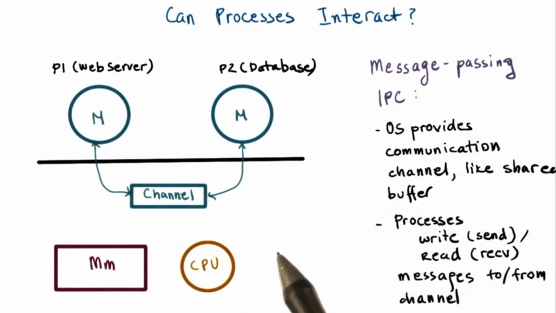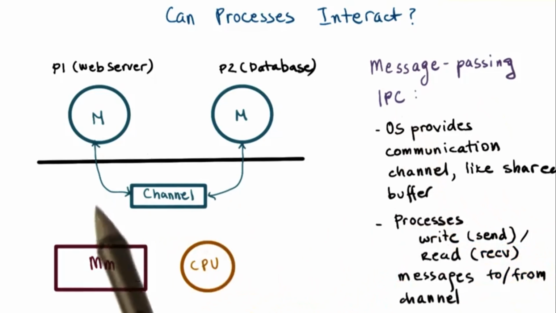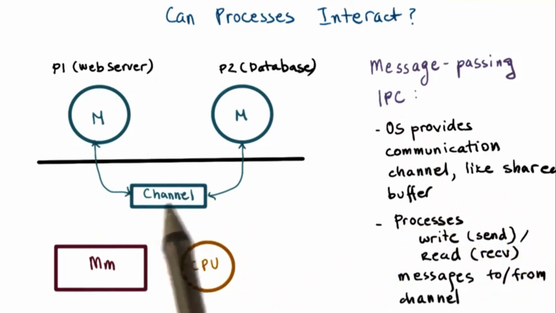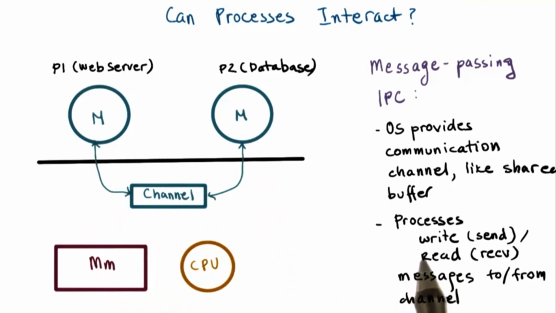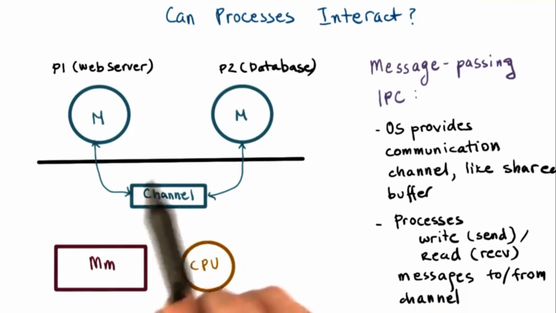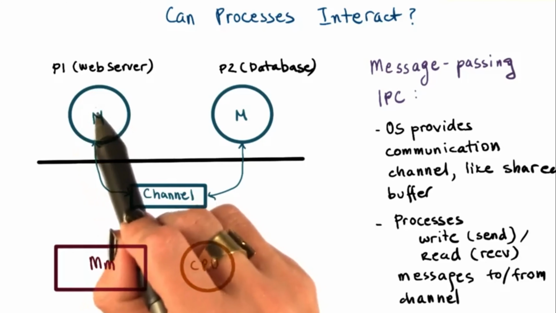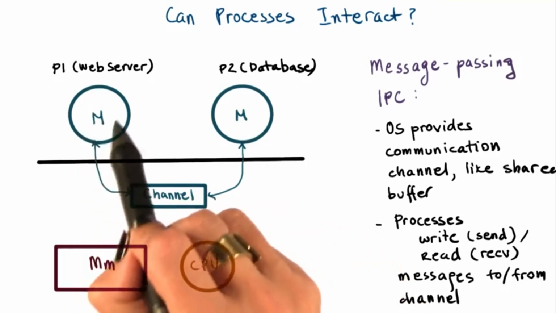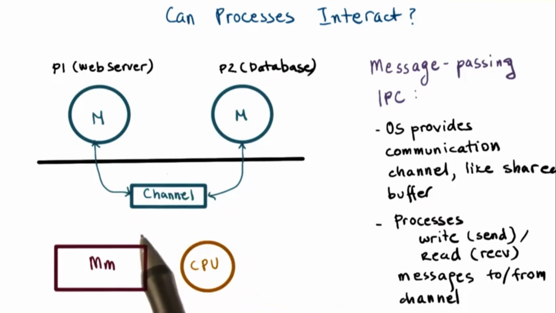One mechanism that operating systems support is message passing IPC. The operating system establishes a communication channel, like a shared buffer, for instance, and the processes interact with it by writing or sending a message into that buffer, or reading or receiving a message from that shared communication channel. So it's message passing because every process has to put the information that it wants to send to the other process explicitly in a message and then send it to this dedicated communication channel.